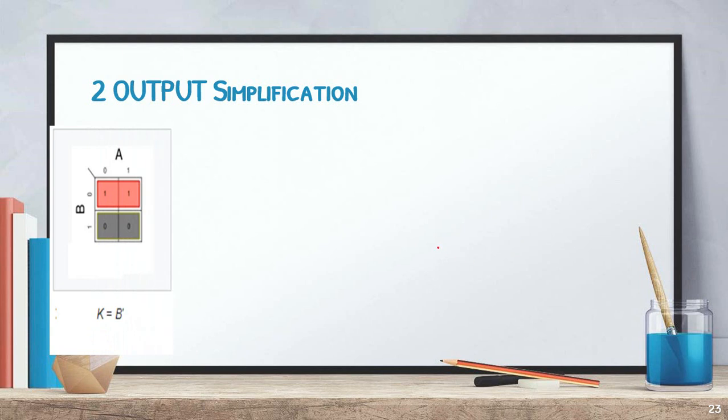Next we can move on to, if there are 2 outputs, how we can simplify the KMAP. Suppose I have taken one example. Here the first 2 cases have 1 1.